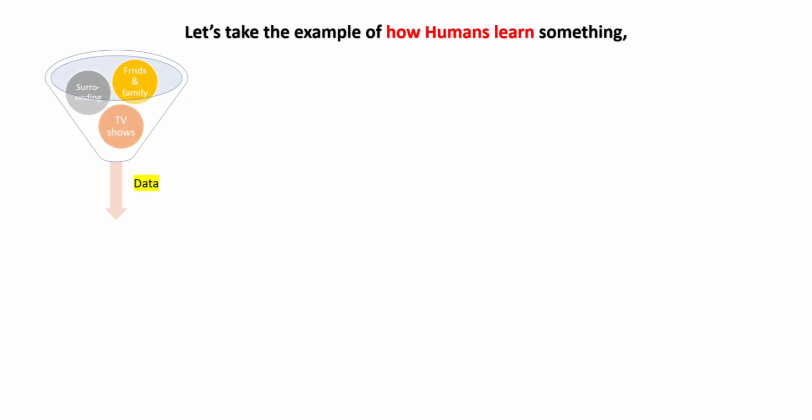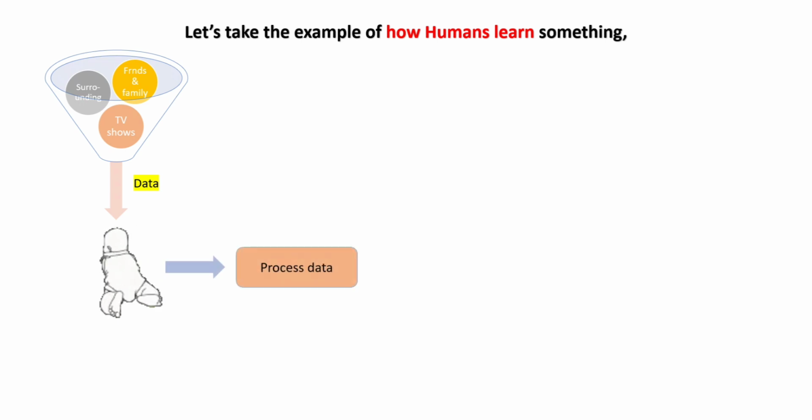When a baby is born, what happens? They're getting a lot of data from their friends and family, from their surroundings, from TV shows, from the activities that they're doing. For example, there's a hot cup of tea, and the toddler approaches the cup. They'll touch it, and they'll get hurt.